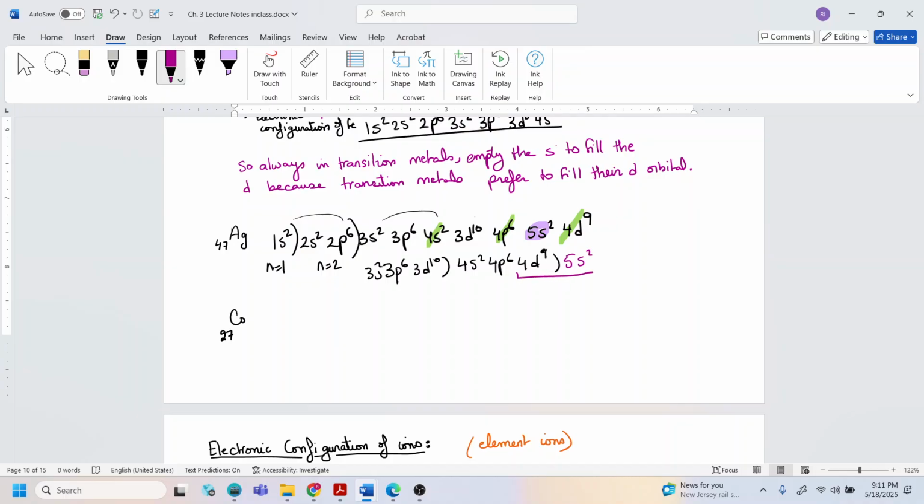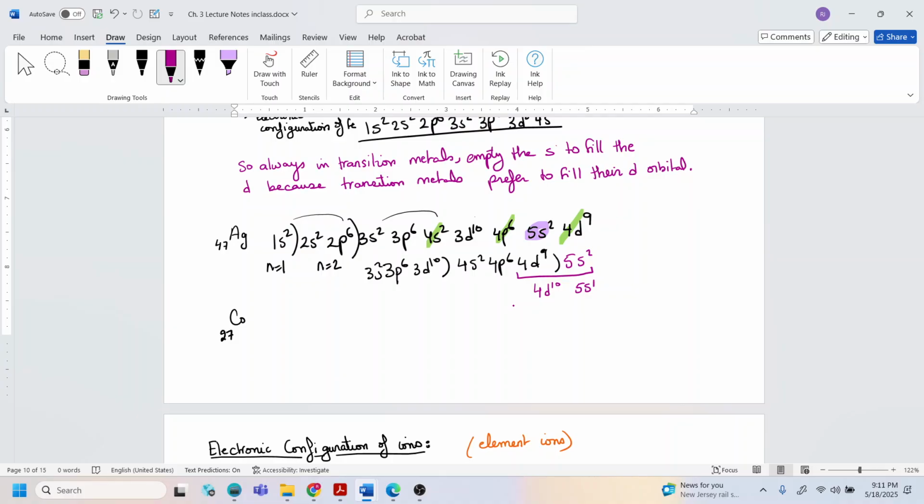We can easily empty the s to fill the d, but we don't want to empty all the s because that is going to be over the capacity of the d. The capacity of the d is only 10 electrons, so you cannot exceed that. So we just need 1 electron from the s to fill the d, and now it's going to end up in 4d10 and 5s1.